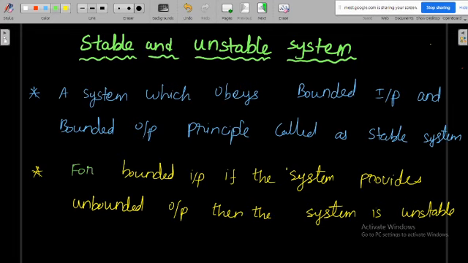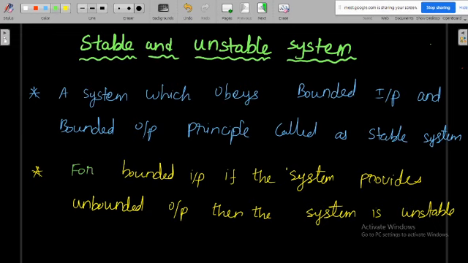Okay, our next topic is stable and unstable systems. What is the definition of stable and unstable systems? A system which obeys the bounded input and bounded output principle is called a stable system. That means when you give a bounded input to the system, if it produces a bounded output, then the system is stable, or otherwise it is unstable.